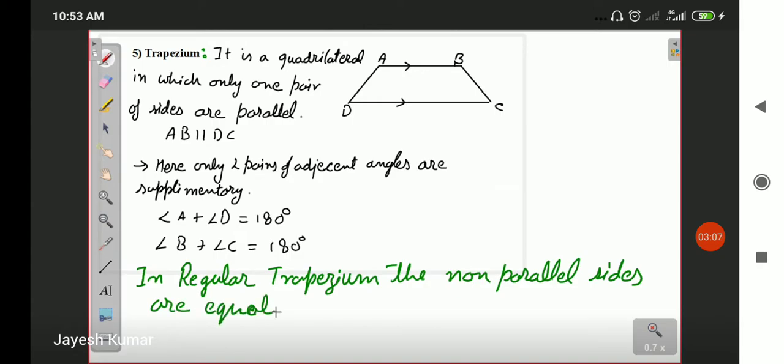Keep in mind that in a trapezium, the parallel sides are never equal. If the parallel sides become equal, then that will be a parallelogram. That is not the case with the trapezium. In the trapezium, non-parallel sides may or may not be equal. If they are equal, then it is called a regular trapezium. If non-parallel sides are not equal, then it is just a trapezium. So that is all for trapezium.